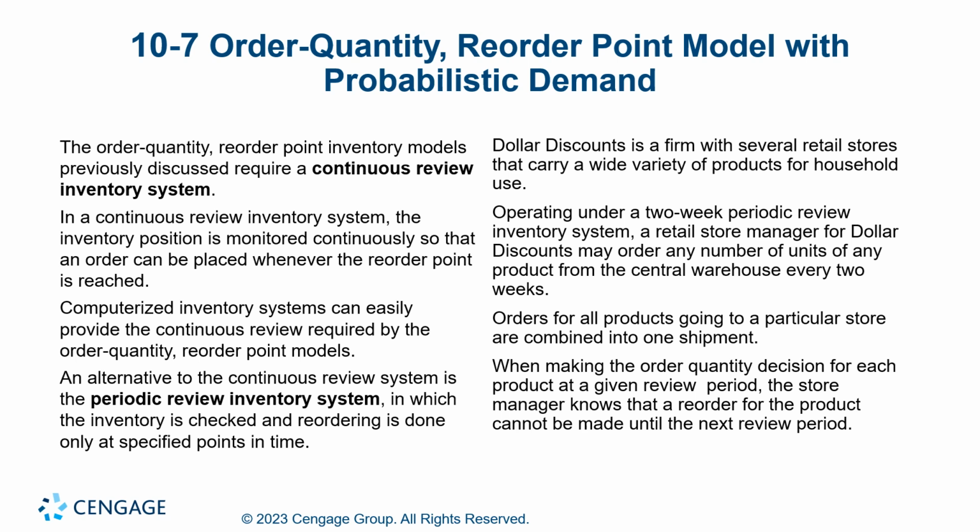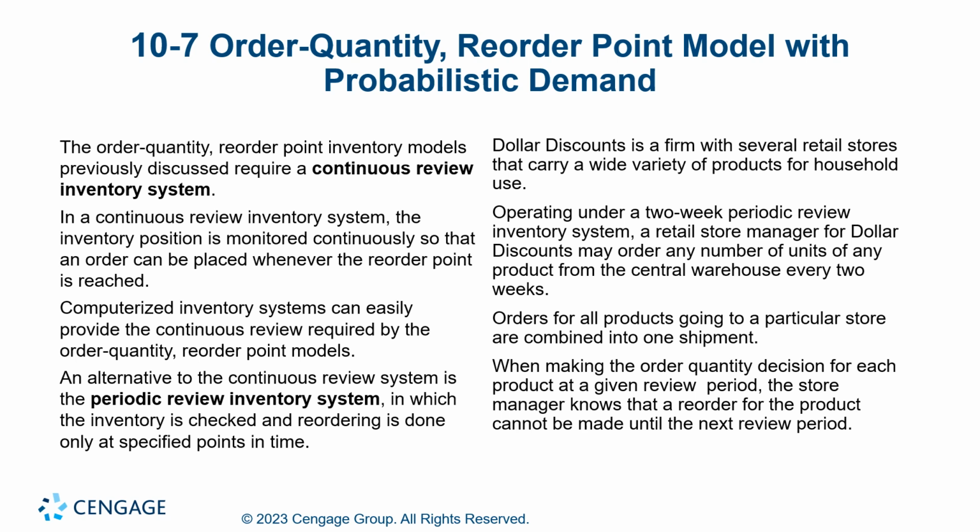The order quantity, reorder point inventory models, which we discussed earlier, require a continuous review of the inventory system. In the continuous review inventory system, the inventory position is monitored continuously so that an order can be placed whenever the reorder point is reached. The computerized inventory system can easily provide the continuous review required by the order quantity, reorder point model, so you don't have to compute it manually.